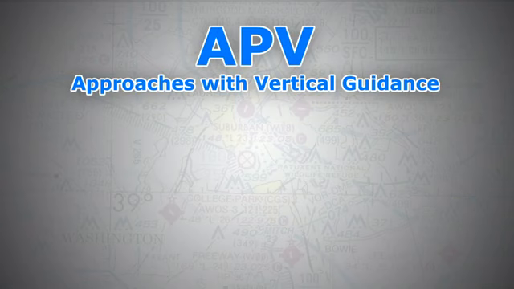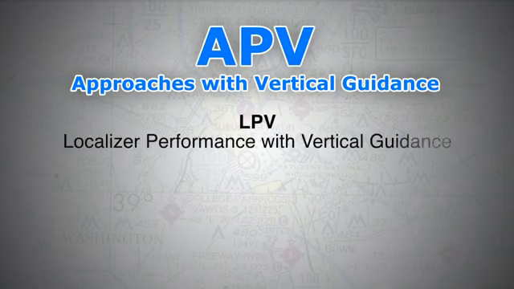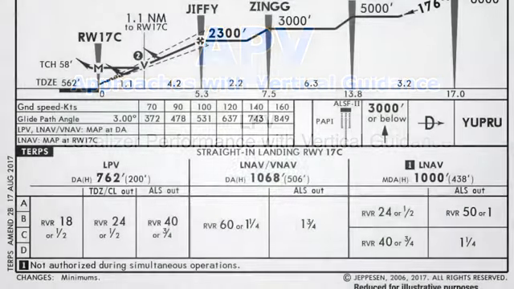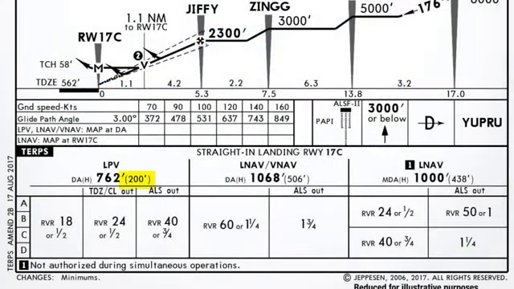Under this category, we can find LPV, or localizer performance with vertical guidance. This type of approach is an RNP approach. It provides you both lateral and vertical guidance and can take you down to as low as 200 feet above aerodrome level. It is as accurate as an ILS, yet it is not considered a precision approach. It is an APV approach.